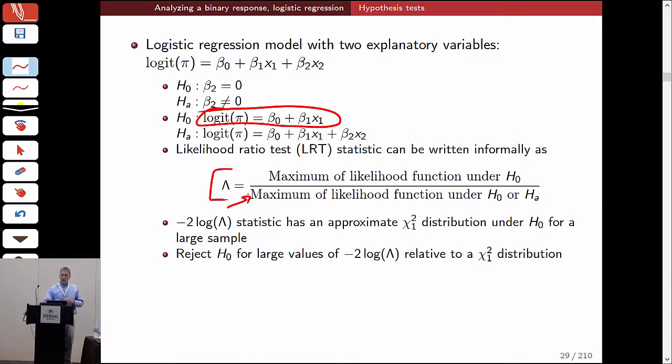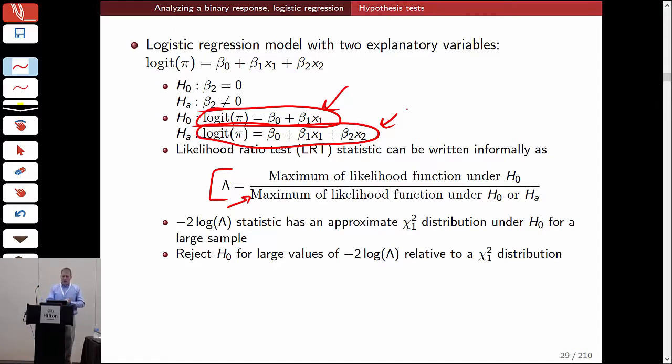The denominator is the maximum possible value of the likelihood function, assuming either H0 or HA is correct. And that ends up being, basically, you're working with this alternative hypothesis model. So we saw the likelihood function before. You could actually estimate both of these models, get your pi hats for every single observation, put them into the likelihood function, and do this calculation to get lambda.